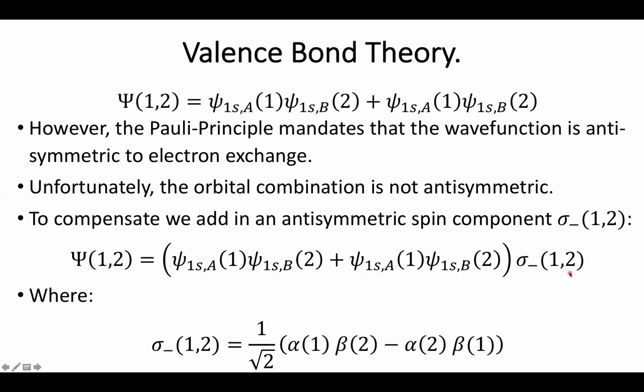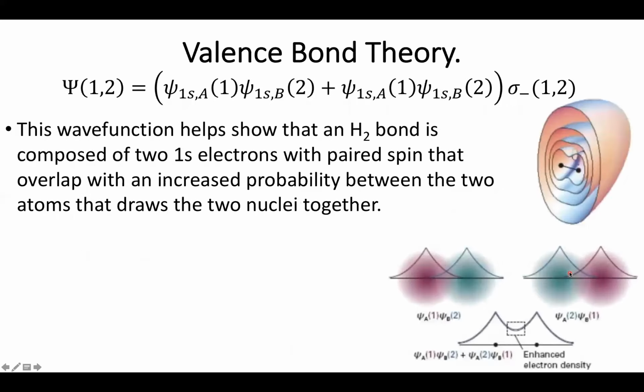So when we put this together, what this is going to do is help show that when we're talking about a hydrogen bond composed of two 1s electrons, we're going to have to pair the spins to increase the overlap between the two wave functions, which when we put it together makes a net bond. And so this is our first molecular bond.